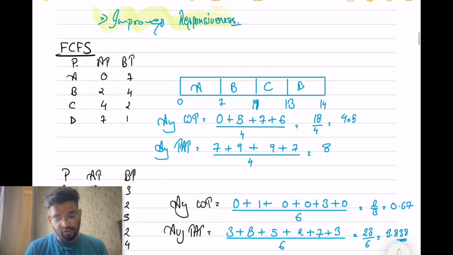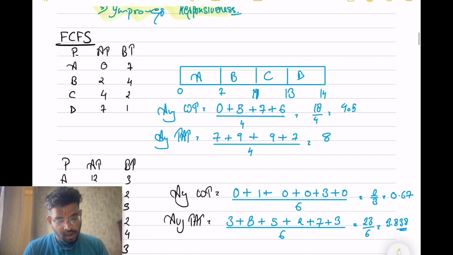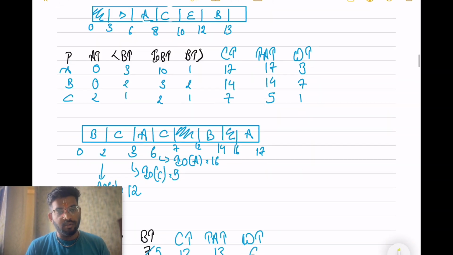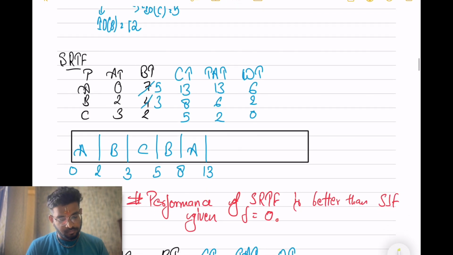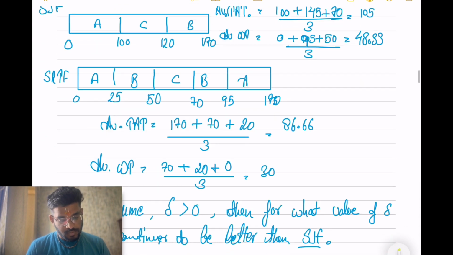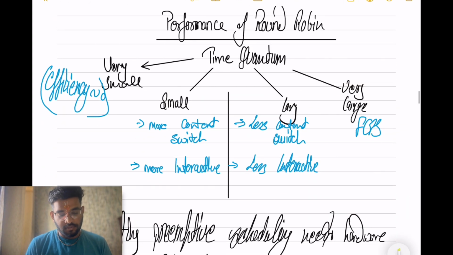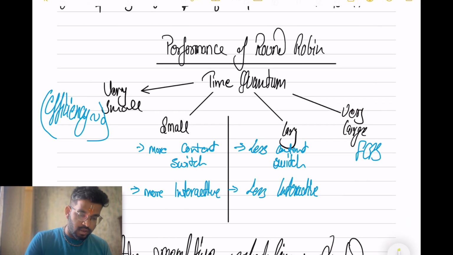This is a question based on FCFS. Scheduling overhead. Yep, we are not going over any questions here. These topics. Yeah, now the next thing we're going to be discussing is the performance of round robin.